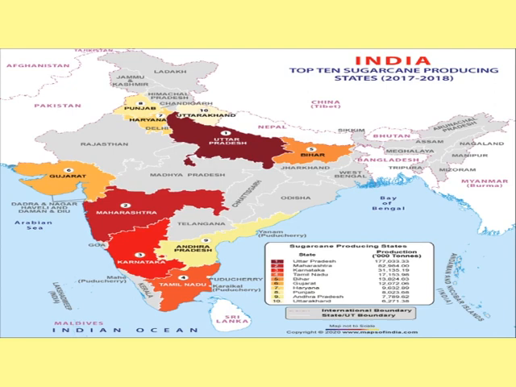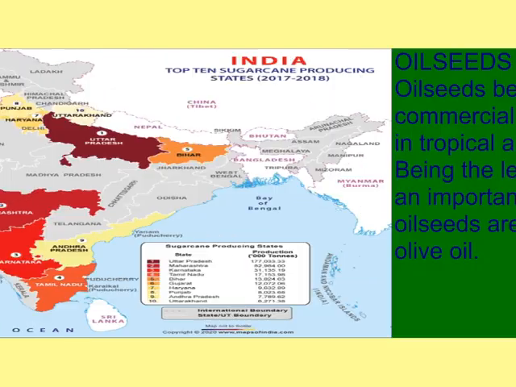sugarcane in our country. You can see Uttar Pradesh leading there. Then we have Maharashtra, Karnataka, Tamil Nadu. These are the major growers of sugarcane. Now let us move ahead with the next one, that is the oil seeds. This is also another aspect we have to cover, oil seeds.